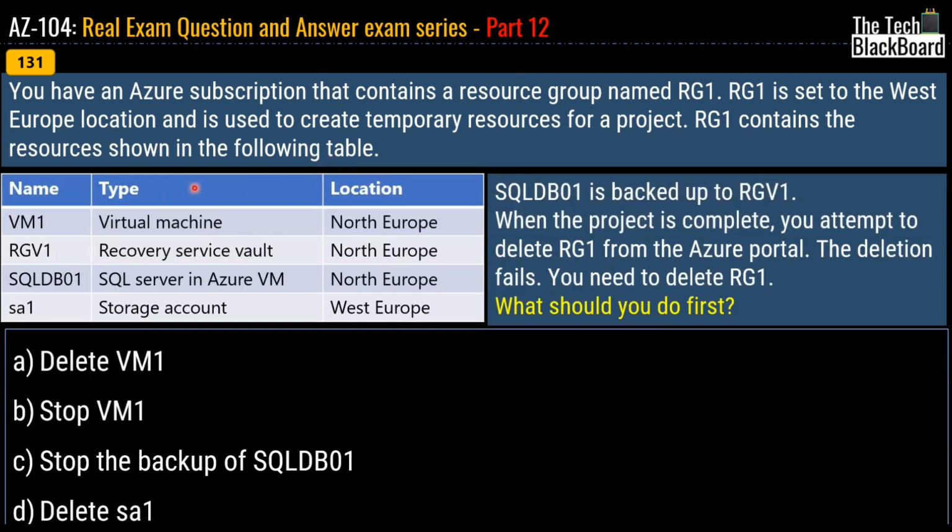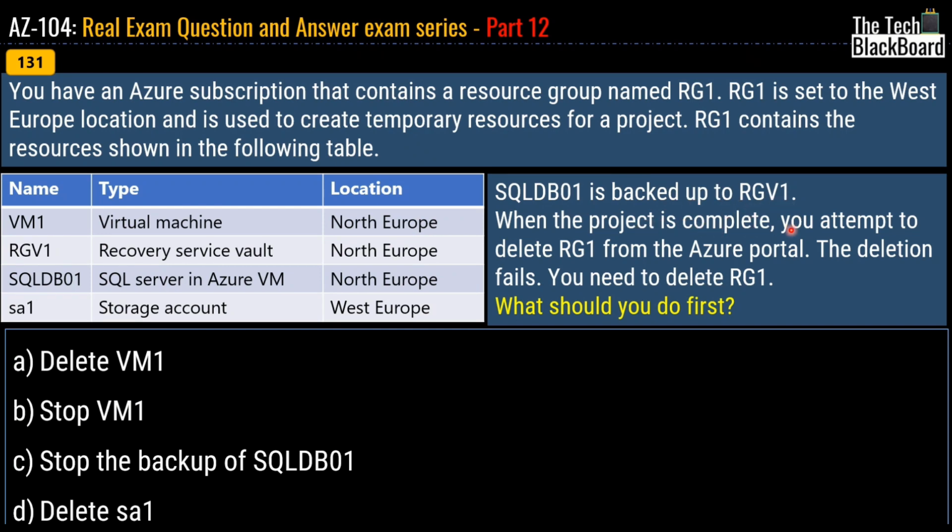Here you can see in this table we have a lot of resources given. We have VM1, a virtual machine located in North Europe. The RGV1 recovery services vault is also located in North Europe. Then we have SQLDB01, a SQL Server on Azure virtual machine, also located in North Europe. And lastly we have SA1, which is a storage account in West Europe. Further, the question says that SQLDB01 is backed up to RGV1.